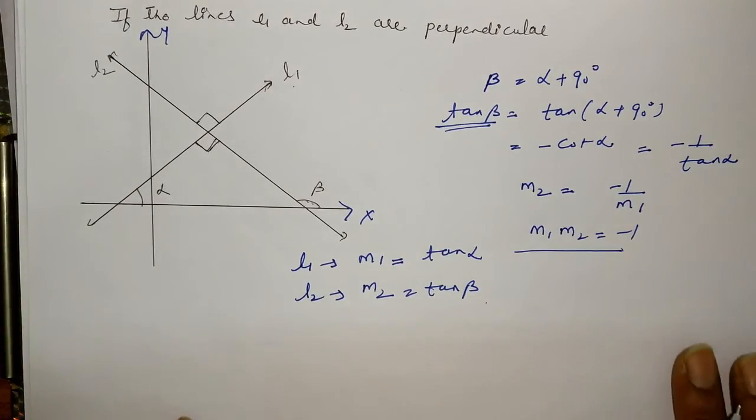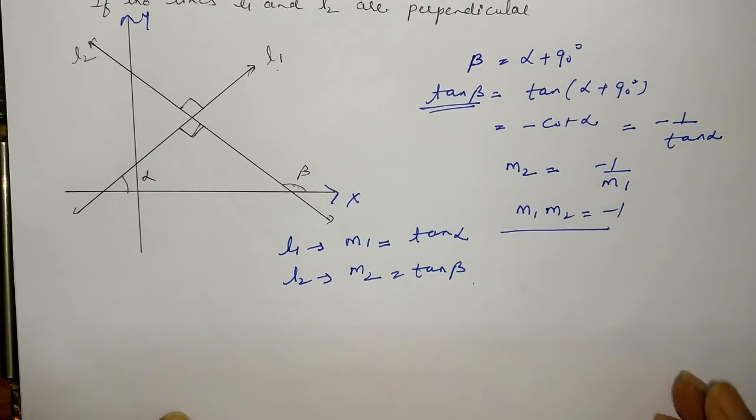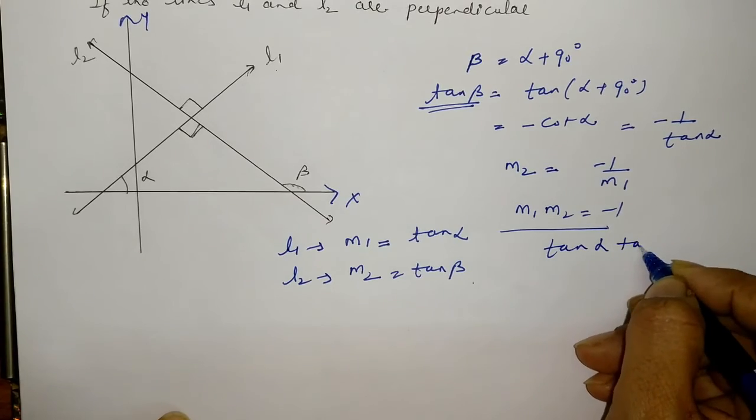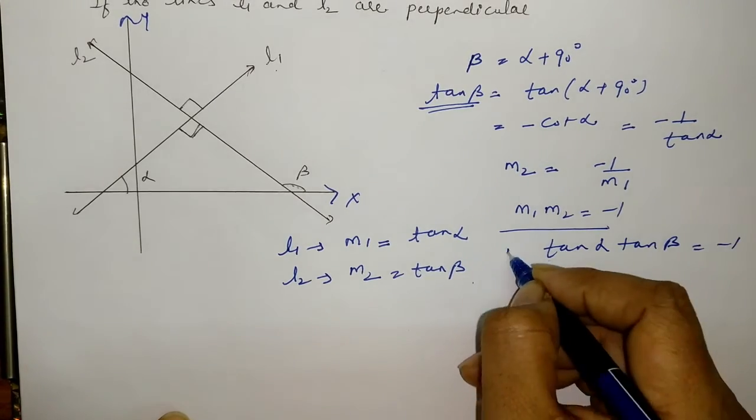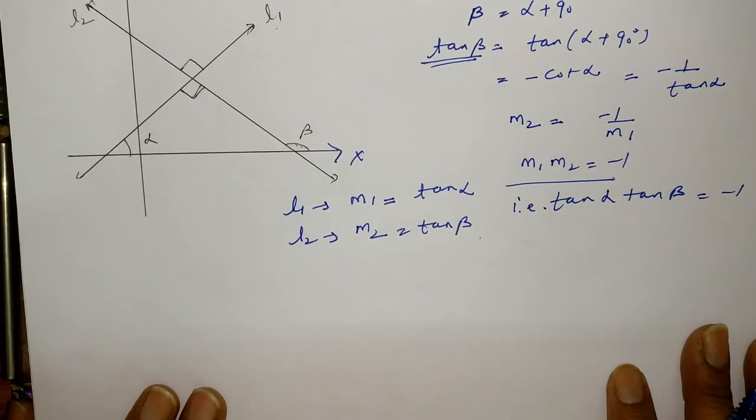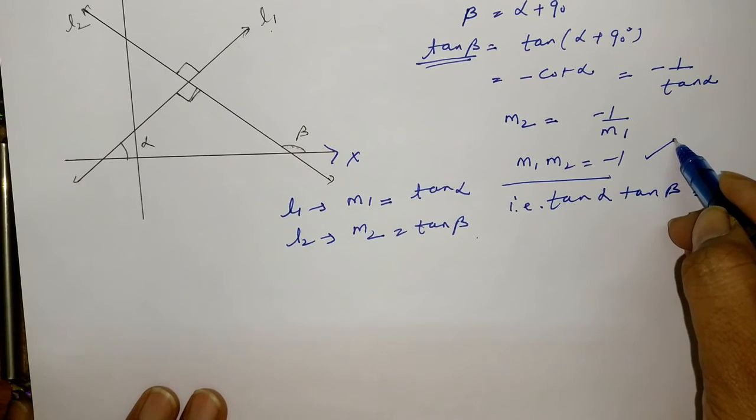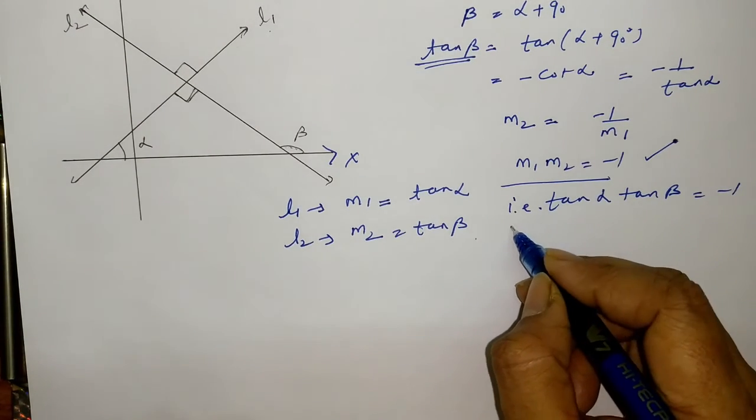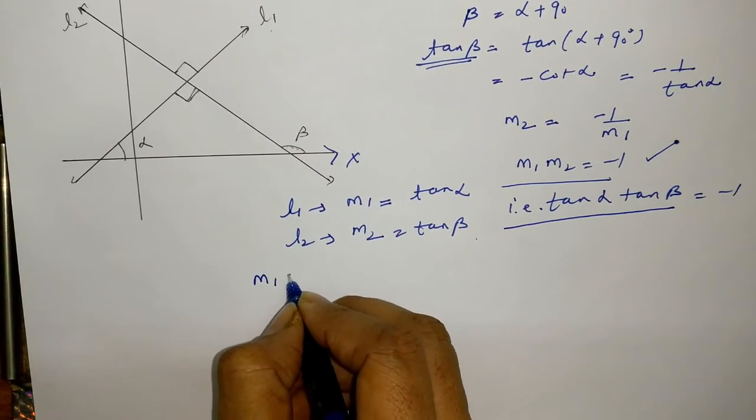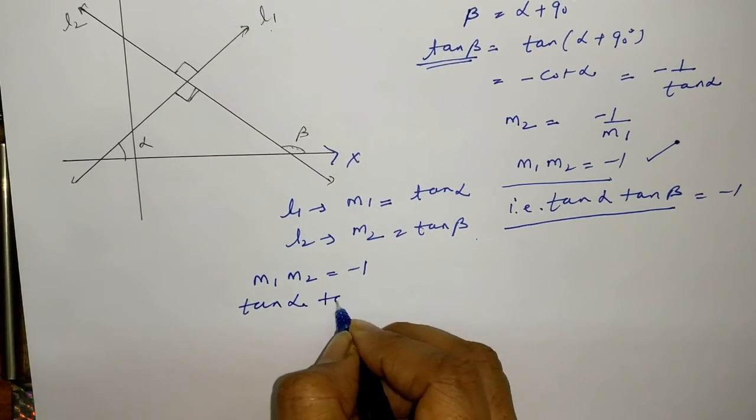So it means if the lines are perpendicular, the product of their slopes is equal to -1. Or here this says tan alpha tan beta is equal to -1. Now conversely, if we take the product of the slopes m1 m2 is equal to -1, we'll continue with the same result.